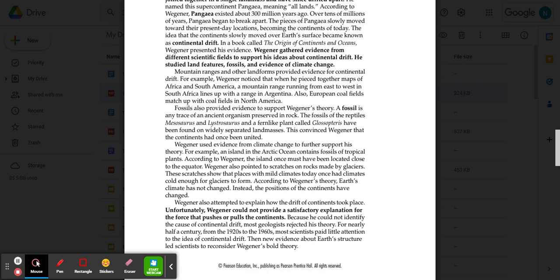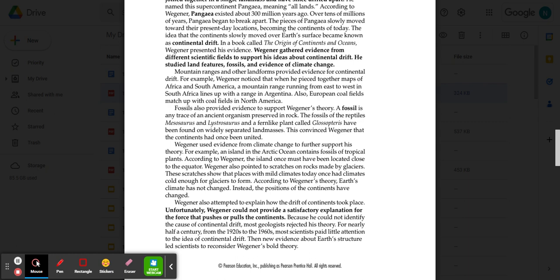Mountain ranges and other landforms provided evidence for continental drift. For example, Wegener noticed that when he pieced together maps of Africa and South America, a mountain range running from east to west in South Africa lines up with a range in Argentina. Also, European coal fields match up with coal fields in North America.